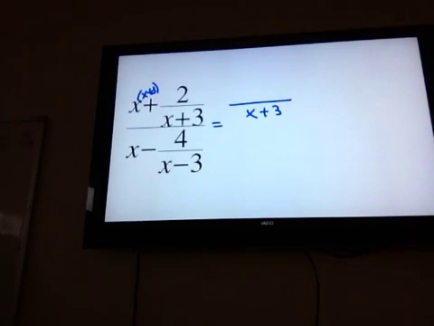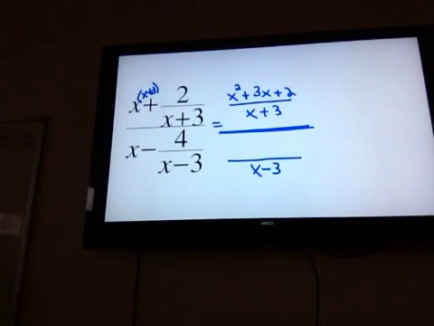So I multiply through and I get x times x times 3, and then plus 2. Over the common denominator of the denominator is x minus 3. So again, I know it looks different, but you're just doing addition, subtraction like you did today. So common denominator is x minus 3.